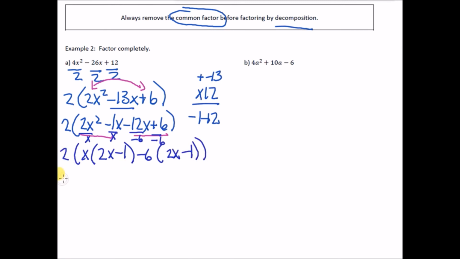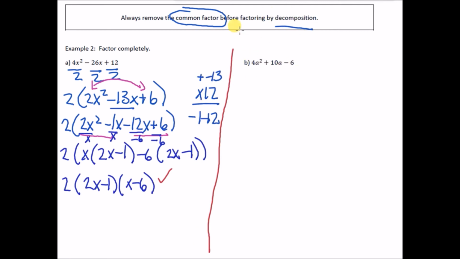Okay, again, bring down that 2. Now, within this bracket, what's identical? The 2x minus 1. What's left over? x minus 6. And that's fully factored.